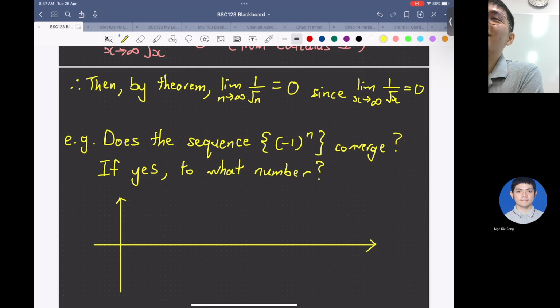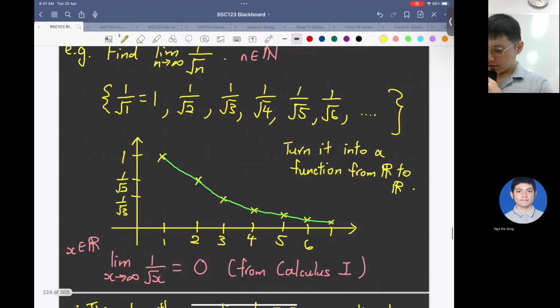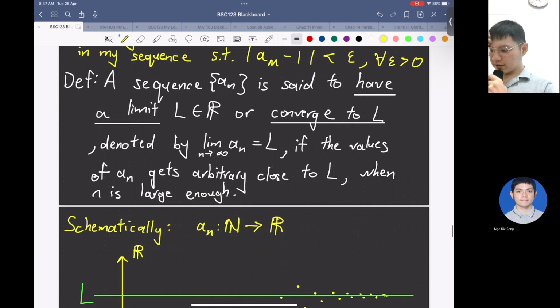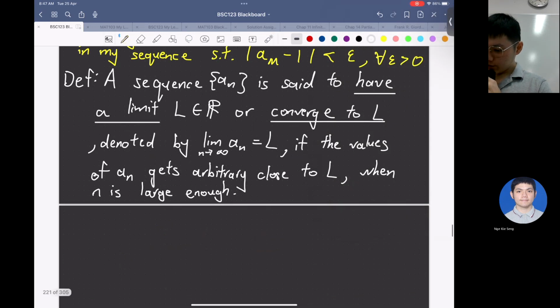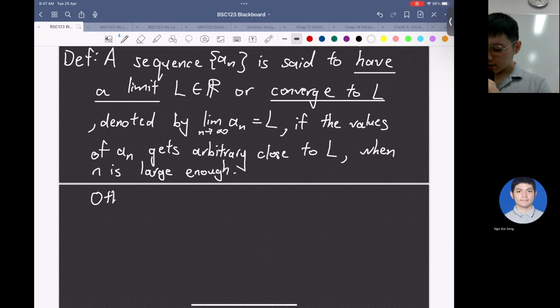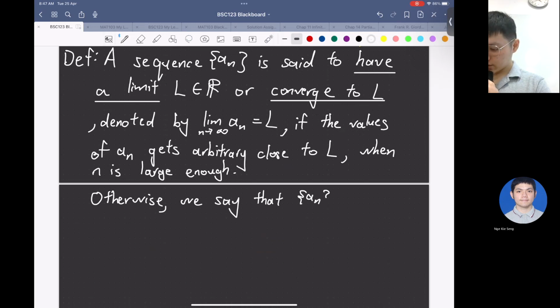Okay. Sure. Actually, we haven't defined what diverge is, right? We only defined what converge is. So let me return here and say what diverge is. We say the sequence converges to L if it gets arbitrarily close to L when n is large enough. Let me put more in this definition. Otherwise, we say that the sequence diverges.